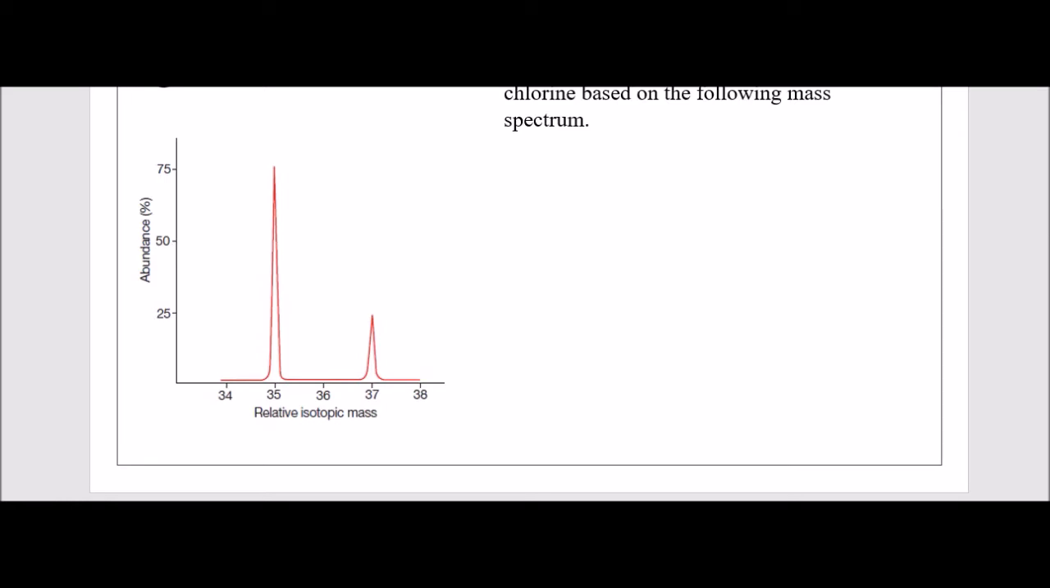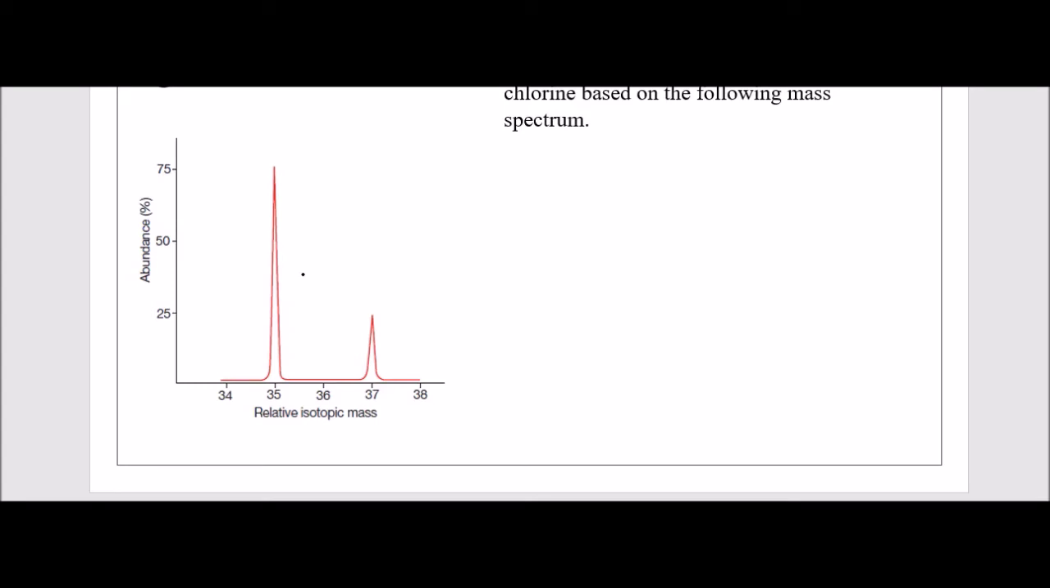So you need to calculate the relative atomic mass based on this mass spectrum. Now this is just a different way of representing the information, obviously. Instead of giving you the actual abundances and the mass of the isotopes, you need to read it off the mass spectrum, which is this graph right here.